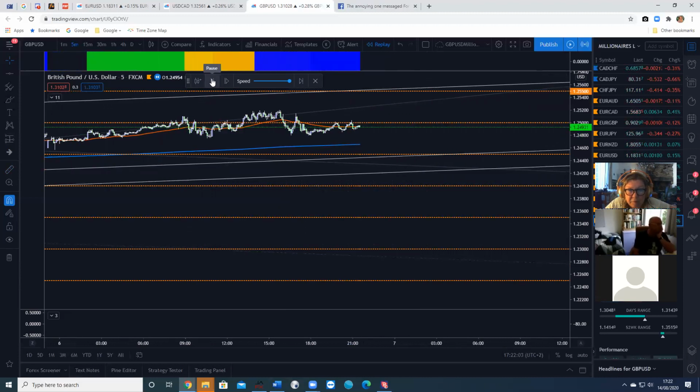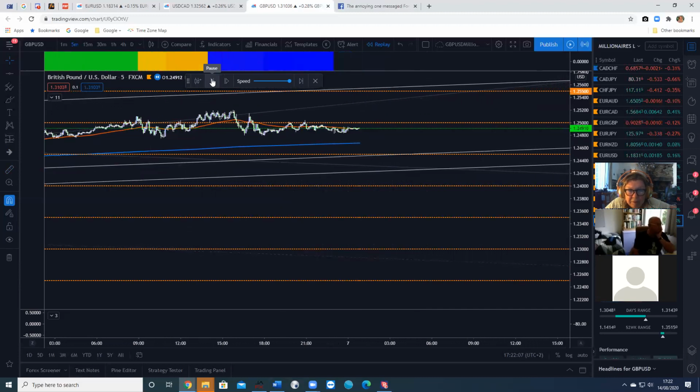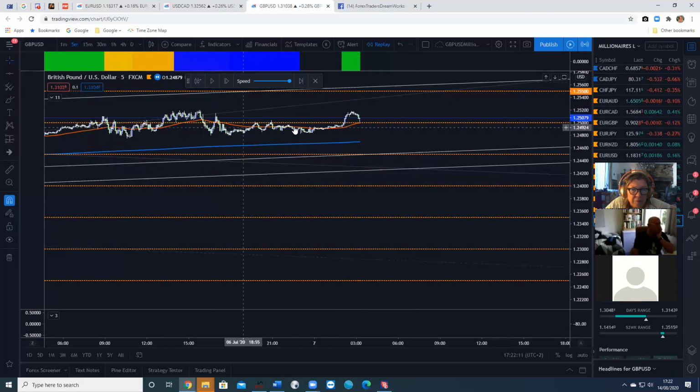Back up to quarter theory, back up to quarter theory along the 62. It can't break above quarter theory all the way. Oh, it's close of market as well. So that's why, the wrong time of day.